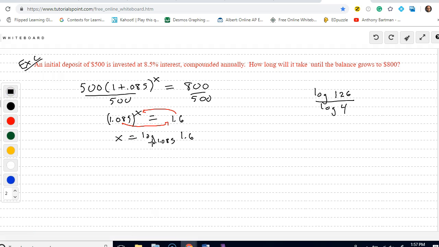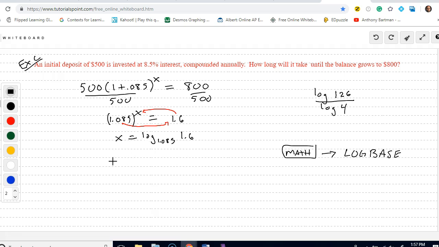Now the problem is we don't have a log base 1.085 in the calculator, so we could do this one of two ways. One, you can go to the math key on your graphing calculator, and then go to the logBASE option, and it will give you a little dash box where you can type in your numbers. That's one way to do it.